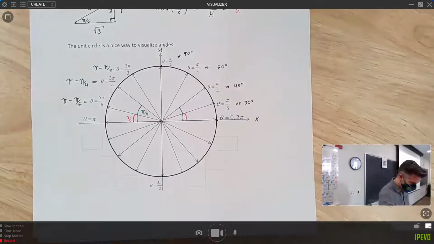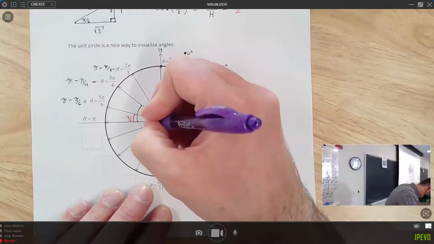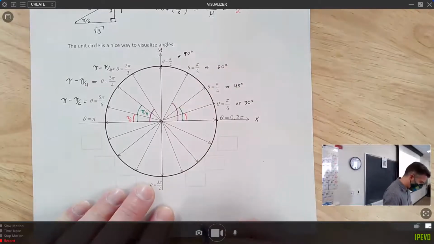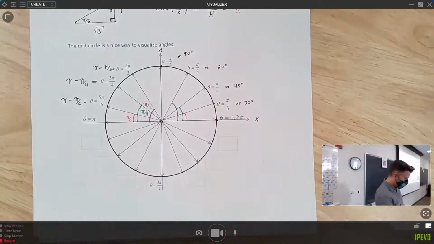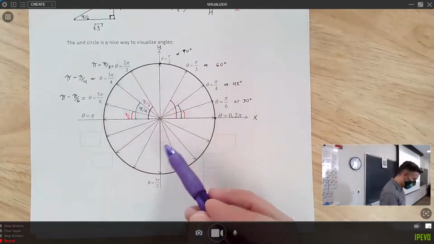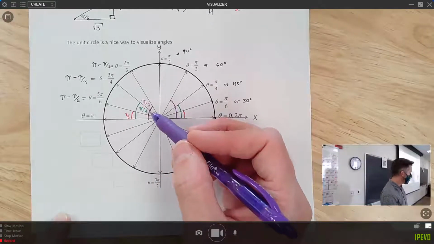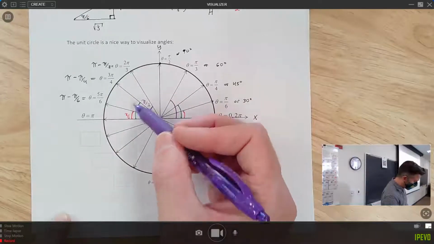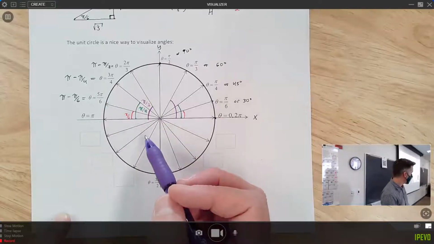And a different color, it's a purple. Never use the purple pen. This angle here is the same as this angle here. And that's pi over 3. So the angle 2 pi over 3 has a reference angle of pi over 3, because when you measure to the closest x-axis, that's the angle you get. And the angle 3 pi over 4 has a reference angle of pi over 4. And the angle 5 pi over 6 has a reference angle of pi over 6.